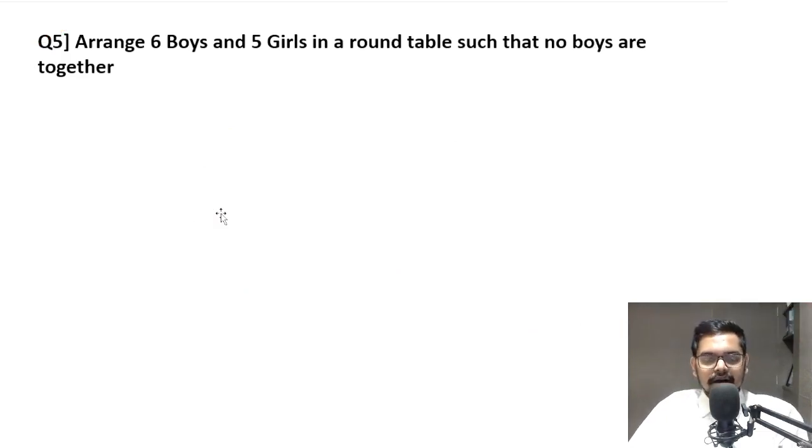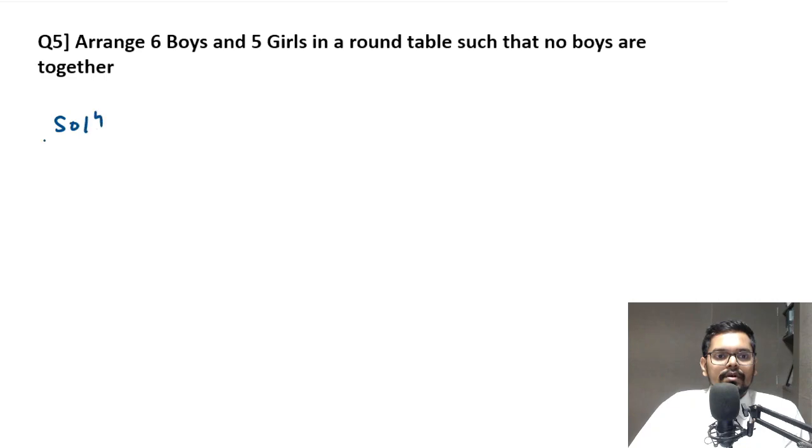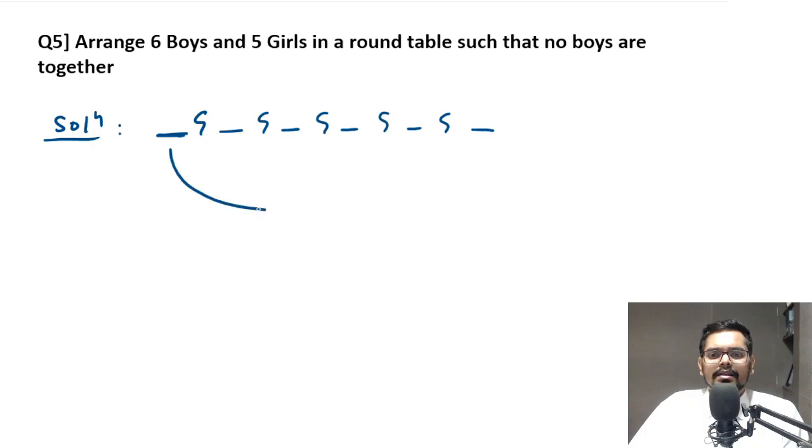Going to the question 5, arrange 6 boys and 5 girls in a round table such that no boys are together. Now you know very well. No boys are together, start with the girl. So girl dash girl dash girl dash girl dash girl dash, right? Sir, why not a dash here? Because redundant, this dash is same in the round table, so only make one dash, right? Why make two? So you know very well this is the right pattern.